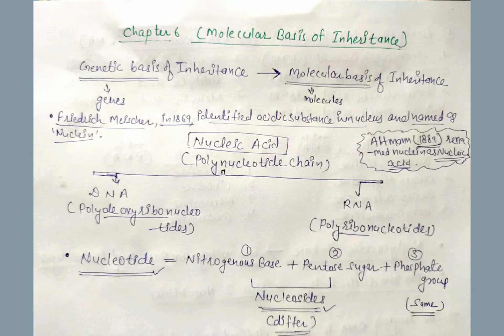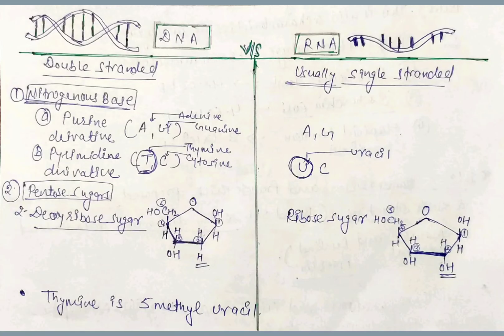So let's see how these nucleosides are different in the two types of nucleic acids, DNA and RNA. DNA is double stranded, RNA is usually single stranded. There are two types of nitrogenous bases. Number one is purine derivatives, adenine and guanine, which are the same for both DNA as well as RNA. And second is pyrimidine derivatives. Cytosine is common for both DNA and RNA, and thymine is present in DNA. Uracil is present in RNA in place of thymine, and thymine is also known as 5-methyl uracil.